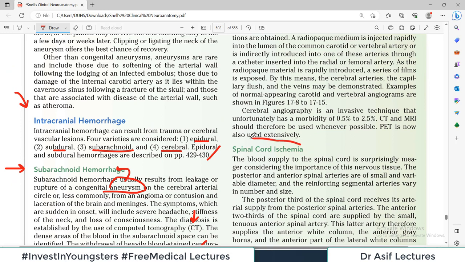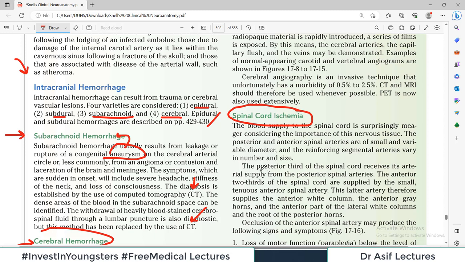Now a few words about spinal cord ischemia. Obviously the spinal cord ischemia is a long big topic ki kis part of the spinal cord mein ischemia hua hai, kaun sa tract gaya, kaun sa ascending descending tract affected hai, us hisab se symptoms honge. But the point is, aapko is chapter mein ye idea hona chahiye ki jo posterior third of spinal cord hai, it is supplied by the posterior spinal arteries and the anterior two-thirds is supplied by the anterior spinal artery, okay?